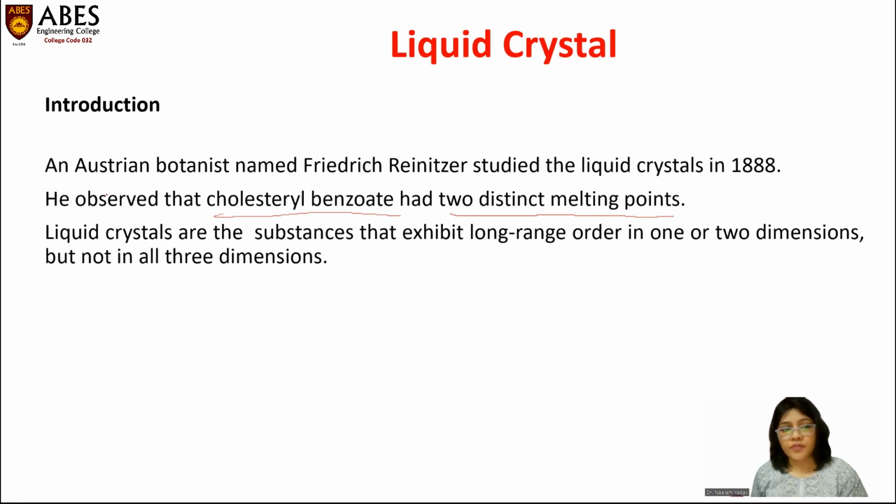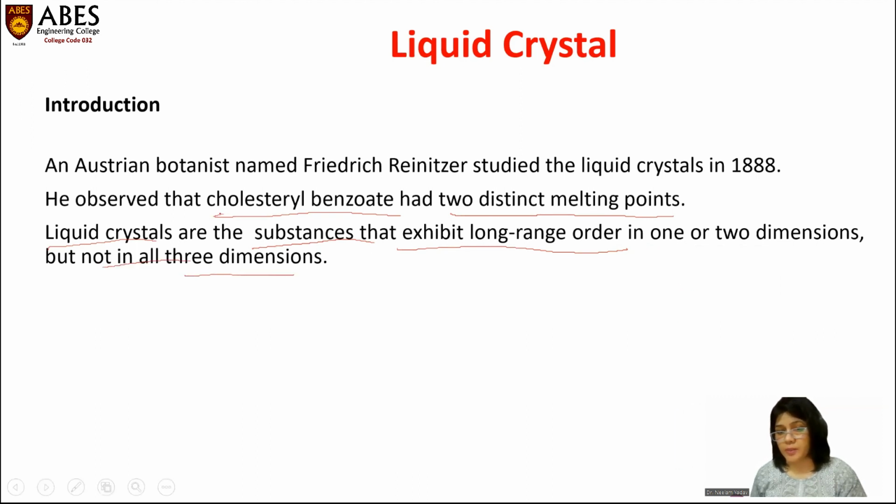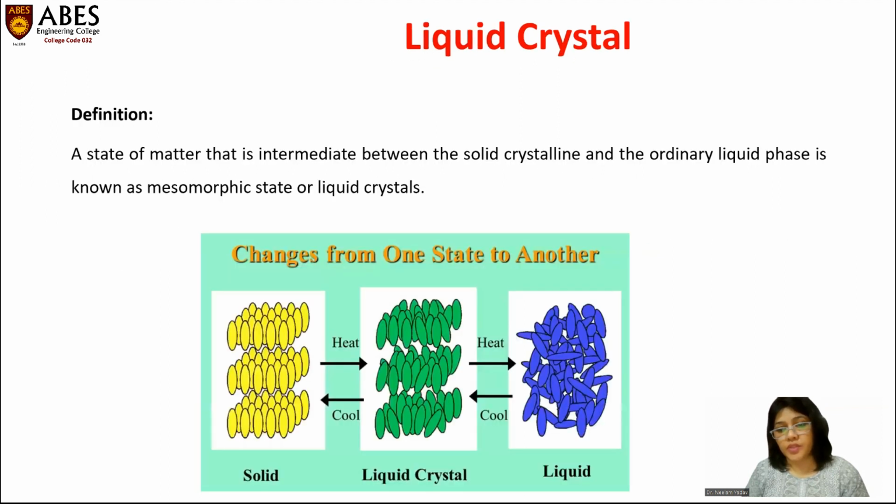Now further, when we were studying the liquid crystals, it was found that these substances generally exhibit a long range order, and that long range order is only found either in one or two dimensions. This long range order is never found in all the three dimensions simultaneously. So we can say that liquid crystals are the substances which have long range order in any one or two dimensions, but not always three dimensional order.